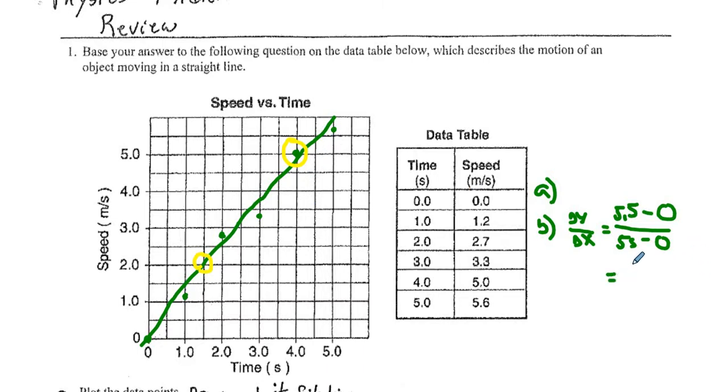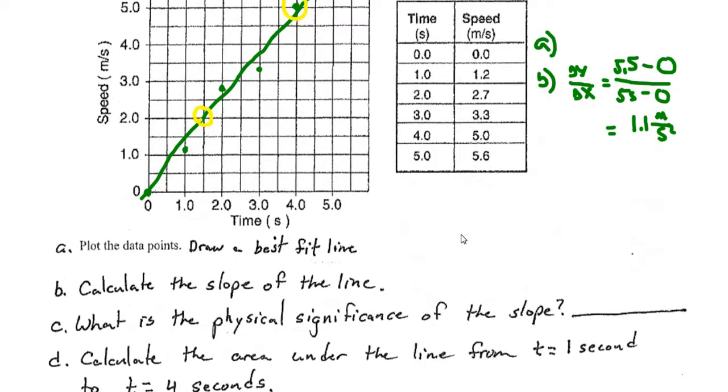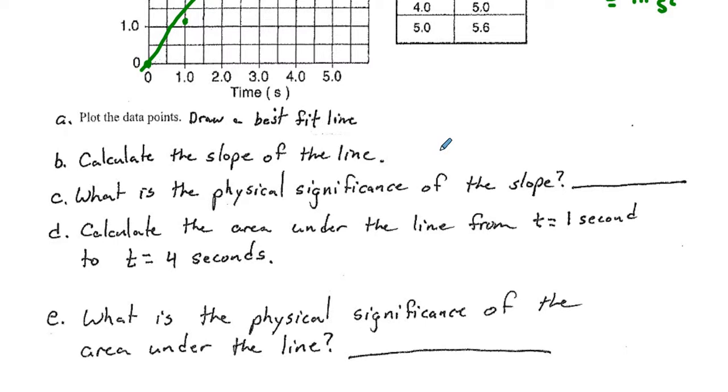If you do this, you would get a value of 1.1, and the units are meter per second squared. So for calculating the slope of the line, I got a value of 1.1 meters per second squared. I would say tolerance-wise, if you're getting something between 1 and 1.3 meters per second squared, you are on track there.